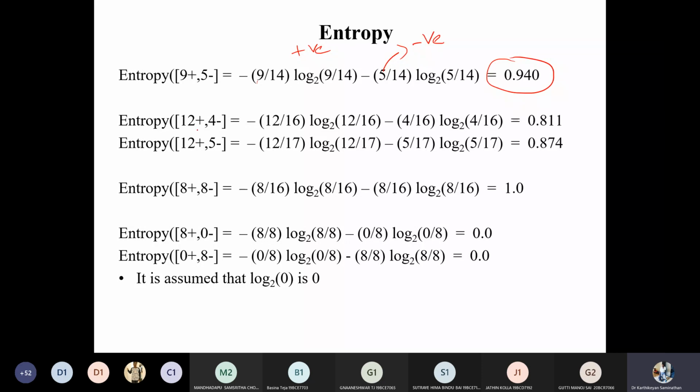Same for the next samples, 12 plus 4 minus, 12 plus 5 minus. When you calculate like this, you will get all these values. Whenever you get log of 0, it will be 0. When you say log of 1, it will be 0. So you just take care of that. This is how the entropy can be calculated, with sample values.